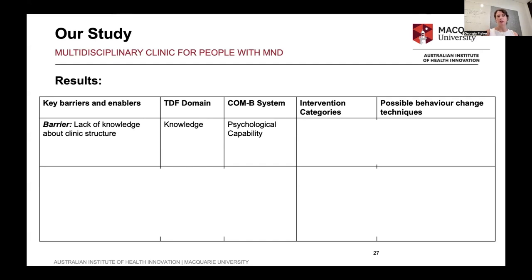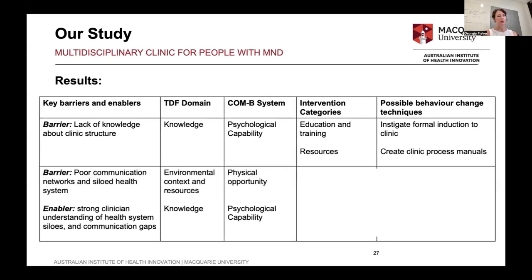And so if we think back to possible ways that we could intervene to overcome this barrier, we'd look at providing education and training and resources. And ways that this could manifest might be a formal induction to the clinic and some clinic process manuals so that people will have the resources available to understand how the clinic works.